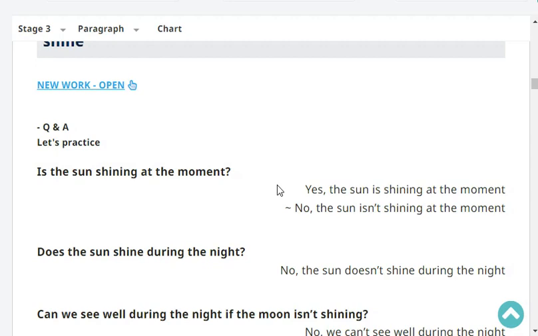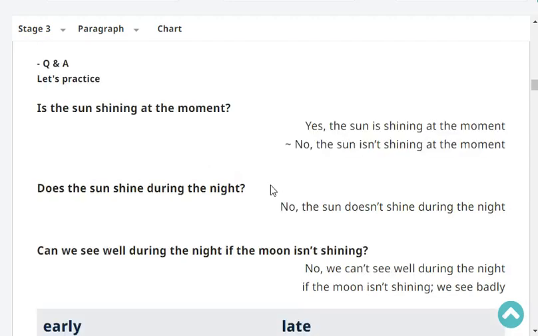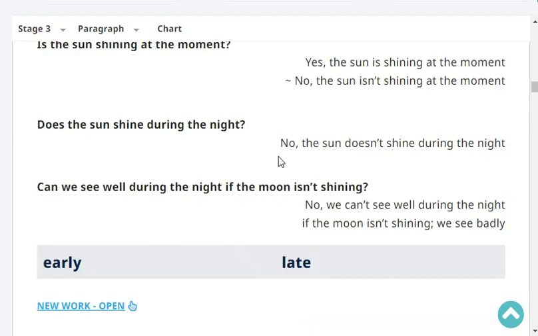Does the sun shine during the night? No, the sun doesn't shine during the night. Can we see well during the night if the moon isn't shining? No, we can't see well during the night if the moon isn't shining. We see badly. Very good.